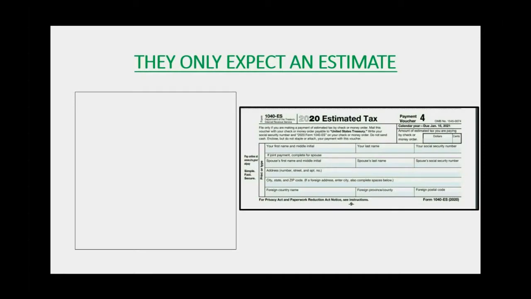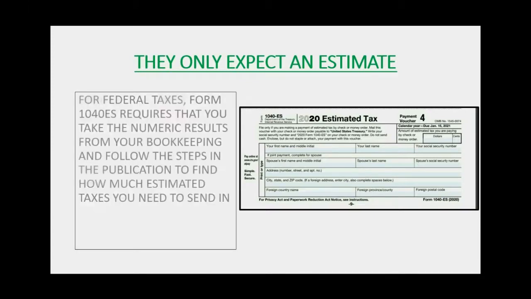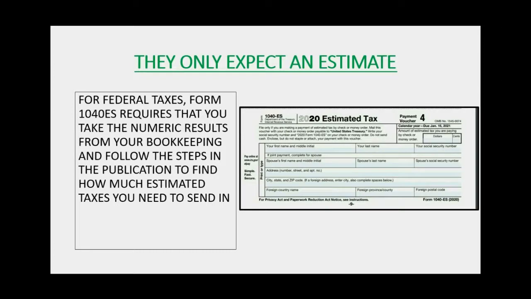income taxes. You see, the federal and state tax authorities only expect an estimate when you send in your quarterly federal tax payments with a voucher that looks very similar to this. For federal taxes, Form 1040-ES requires that you take the numeric results from your bookkeeping and follow the steps in the publication 1040-ES, to find how much estimated taxes you need to send in.